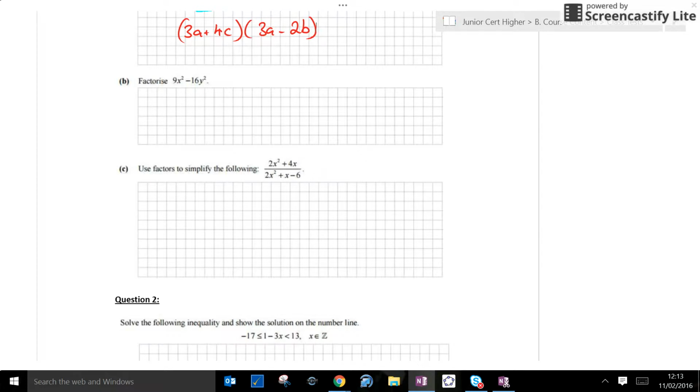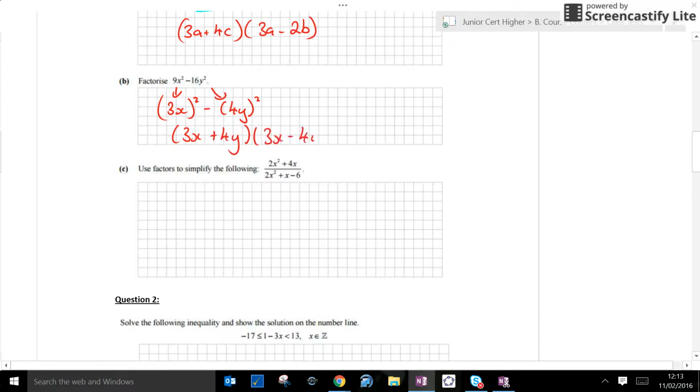And to start us off, I'm going to rewrite 9x squared as 3x all to be squared. And I can do that because 3 squared is 9 and x squared is x squared. So I haven't really changed anything. Next, I'm going to write 16y squared as 4y all to be squared. And the factors of this now are simply 3x plus 4y by 3x minus 4y. Okay, and if you want to check your answer, you could always multiply out 3x plus 4y by 3x minus 4y, and you'll find that we'll get 9x squared minus 16y squared.